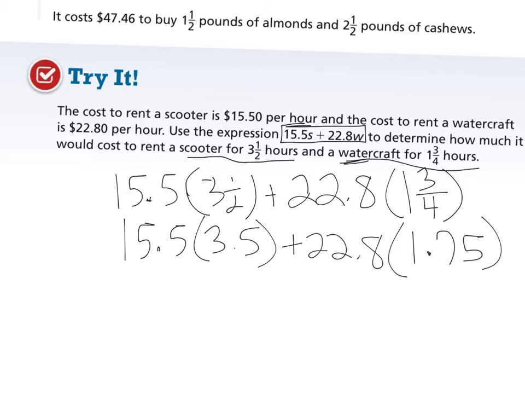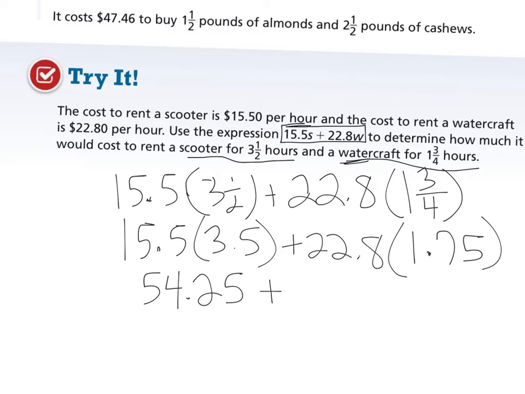At that point, order of operations, we have two things happening here, multiplication and addition. And we know the first thing we would need to do out of those options would be multiply. Good. So if we multiply 15 5/10 by 3 5/10, you get 54 and 25 hundredths. 54.25. Okay. And if you multiply 22 8/10 by 1 75/100, 40.